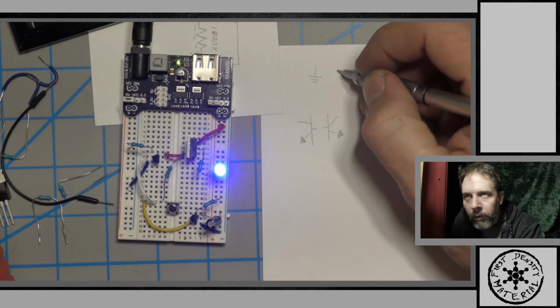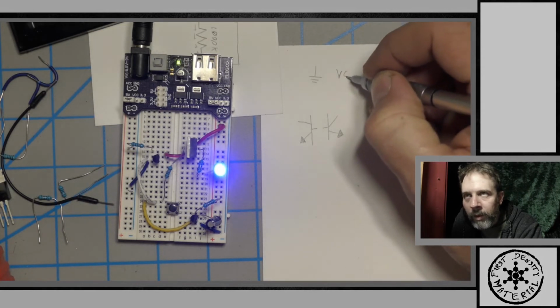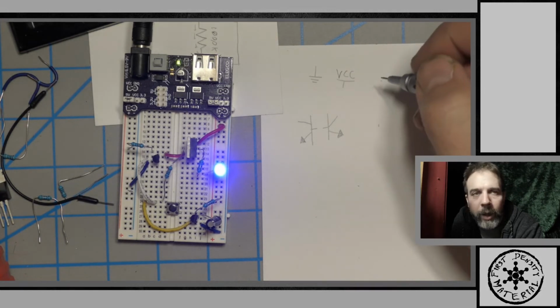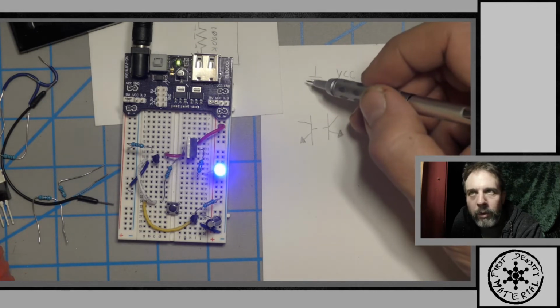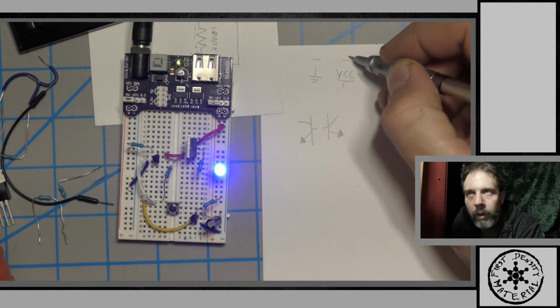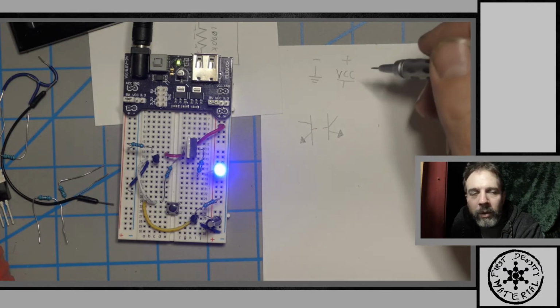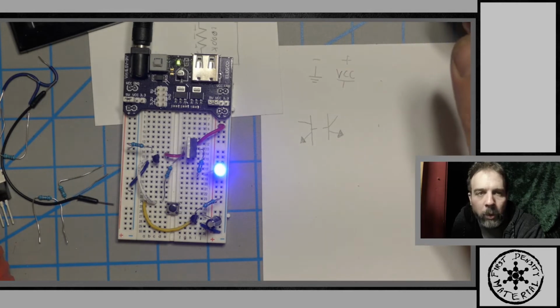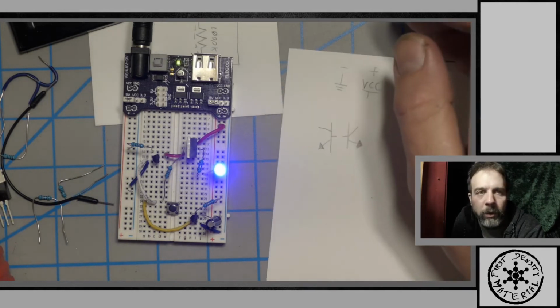There's another symbol. We can go VCC, like that. And that stands for positive. So this is negative, this is positive. So if you're ever in a jam, you can use these. I hate using these though. I really do. I like the mousetrap. It looks nicer.